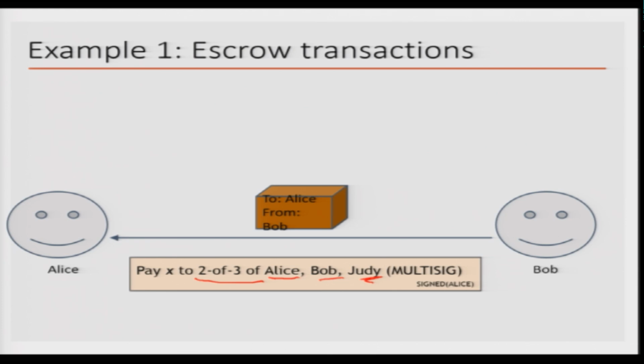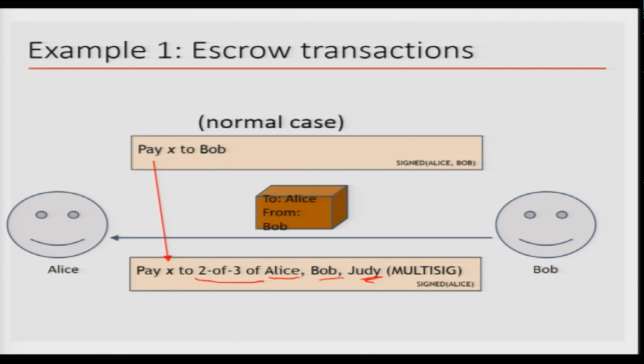So, now Bob knows that you have put your money in the escrow, so he ships the item to Alice. Now, in a normal case, suppose Alice gets the item and is happy and they are both honest. Then Alice says, use the escrow transaction as input and create a new transaction that is given to Bob, and it's signed by both Alice and Bob, right. So, that's the normal case.